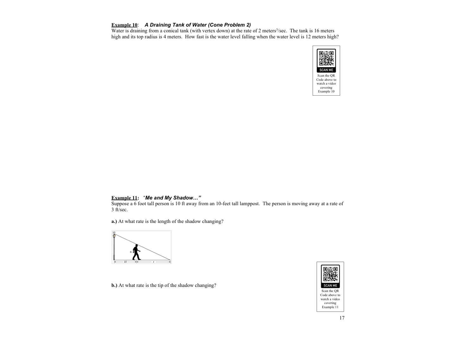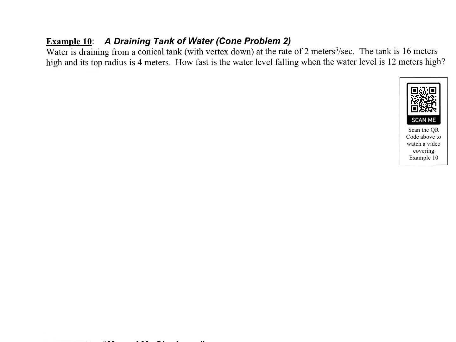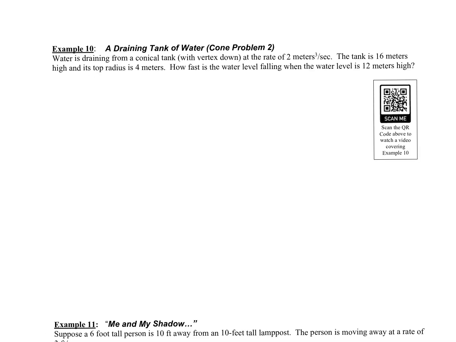Last problems, we're going to talk about the draining cone, a draining tank of water, which is in a cone. And then we'll talk about me and my shadow, so a shadow problem. So water is draining from a conical tank with vertex down. I guess it'd be kind of weird the other way. At the rate of 2 meters cubed per second. The tank is 16 meters high and its top radius is 4 meters. How fast is the water level falling when the water level is 12 meters high?